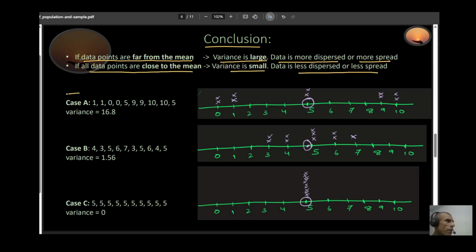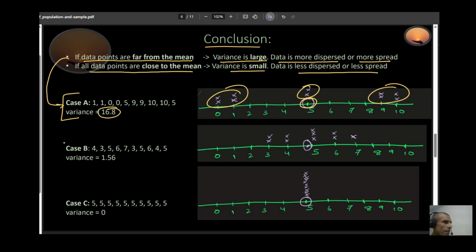And as you can see by looking at case A, your data are very far from the mean. You see, this is my mean right here, and look at this. Some data is over there, some is over there, and there are two over here. So there is more spread over here, and that's why your variance came out to be 16.8.